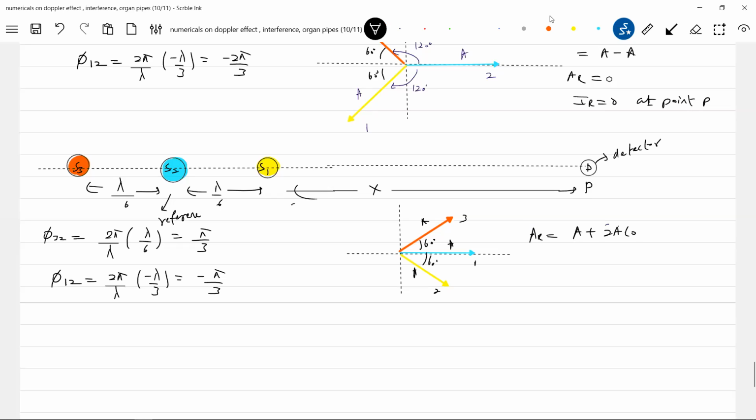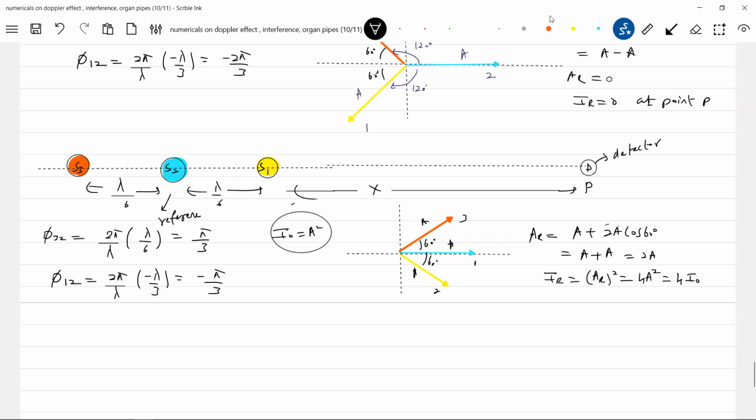A plus 2A cos 60. Then how much will it become? 2A. What is the resultant intensity? IR is equal to AR whole square, which will be 4A square. And we know I naught is equal to A square, this was the assumption. So how much intensity will it be? 4 I naught. Okay, this is better, no?